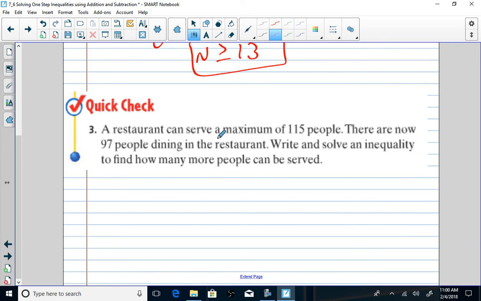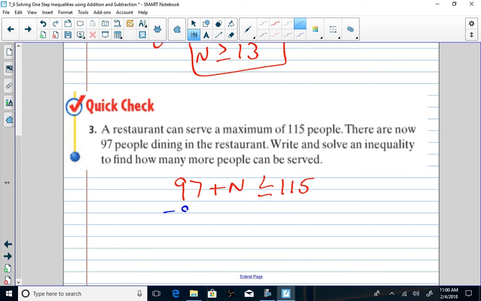It says a restaurant can serve a maximum of 115 people. There are now 97 people in the restaurant. Write and solve an inequality to find out how many more people can be served. Once again, we're not asked to graph, but there are already 97 people in the restaurant. How many more people can be served? If the maximum is 115, well, maximum means we could have less than 115, we could have equal to 115, right? So that would have to be our inequality symbol, less than or equal to 115. So that's the inequality we would write.